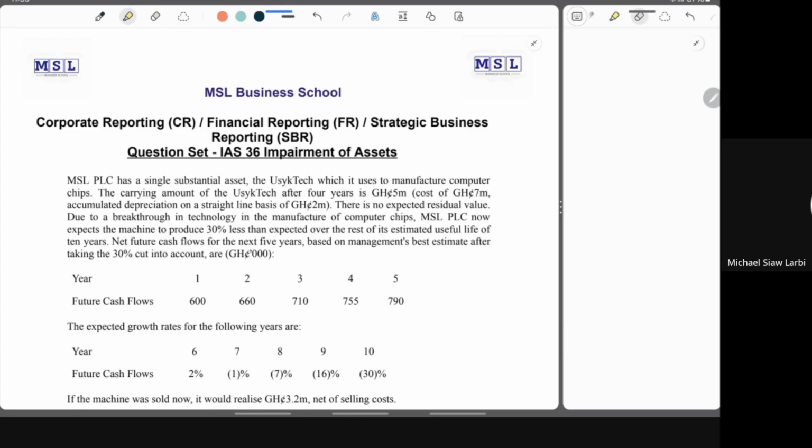MSL here. We are looking at IAS 36 on impairment of assets. This question should help anyone preparing for a corporate reporting paper, a financial reporting paper, or any strategic business reporting. Anything financial reporting, accounting, corporate reporting that tests international financial reporting standards, this should be of a lot of help to you. Those preparing for CIMA exams, diploma in IFRS for ACCA, you should find this helpful. First degree, master's programs. Once you're studying IAS 36, this should be of help to you, right?